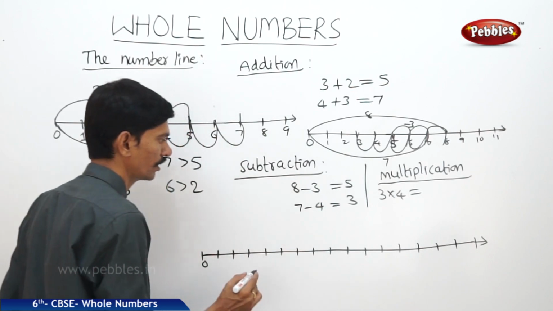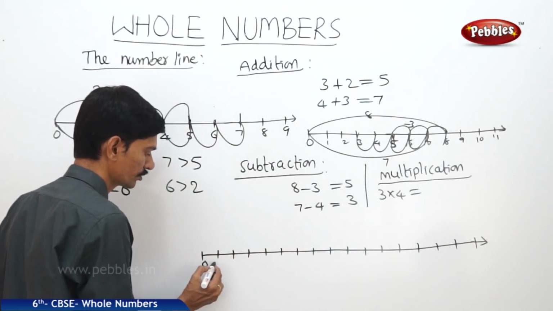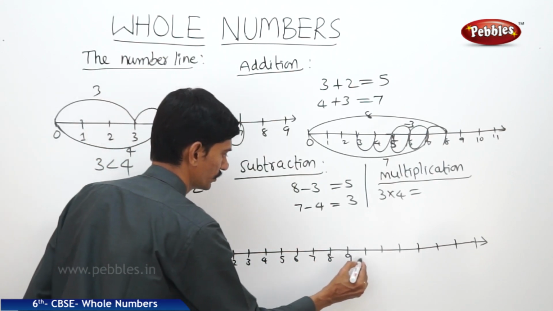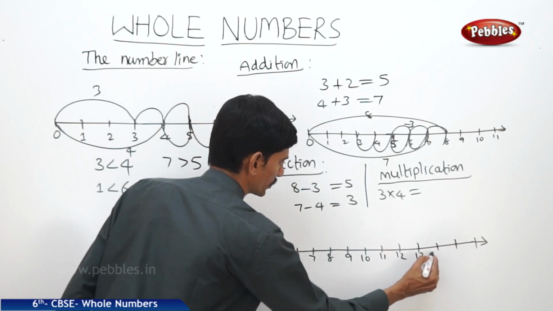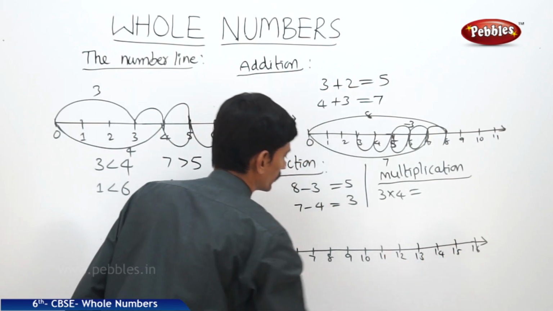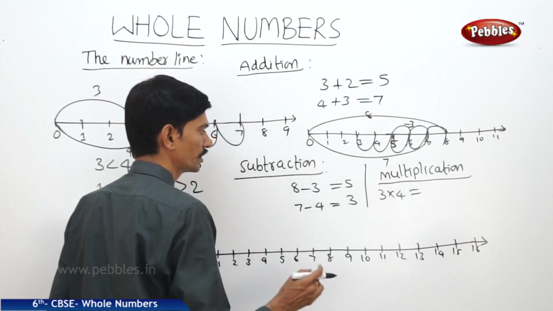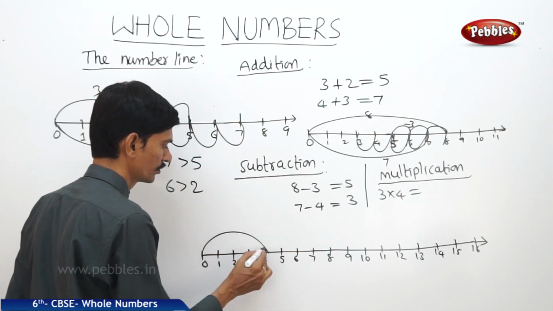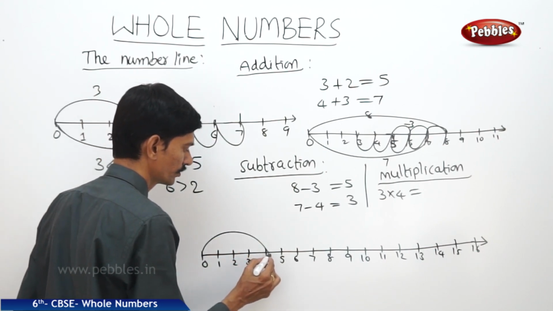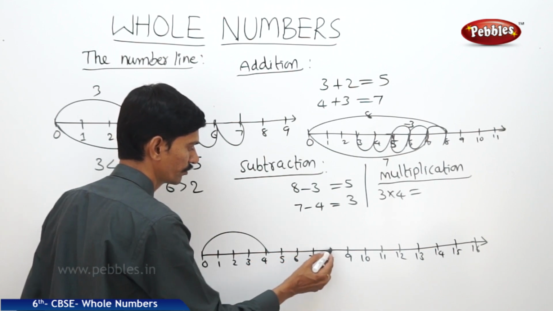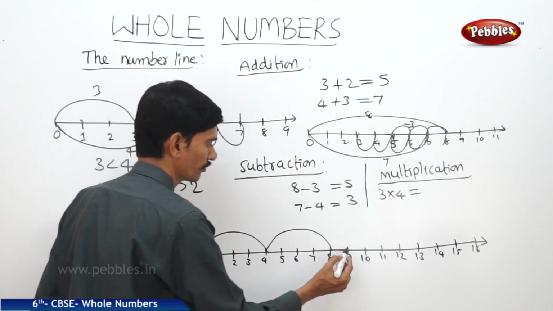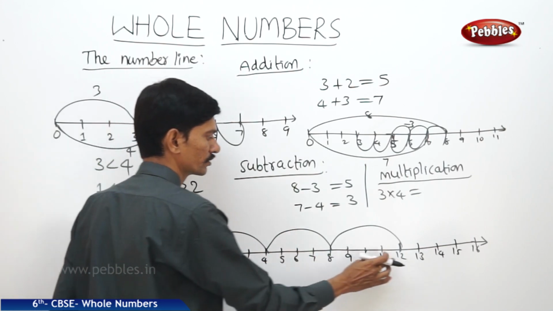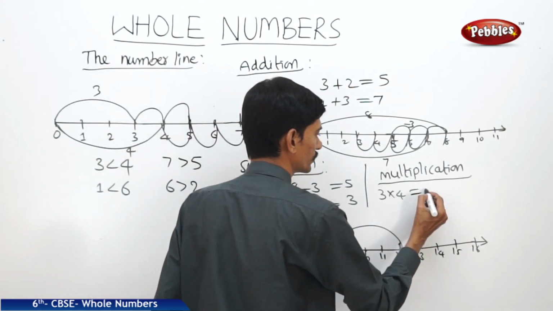On the number line we mark all equal intervals, starting from 0, so we write 0, 1, 2, 3, 4, 5, 6, 7, 8, 9, 10, 11, 12, 13, 14, 15, 16. Then 3 into 4 means 3 times 4s. So 4s: 0 to 4, again 4 more, 1, 2, 3, 4, again 1, 2, 3, 4. So 3 4s are 12. So 3 into 4 equals 12.